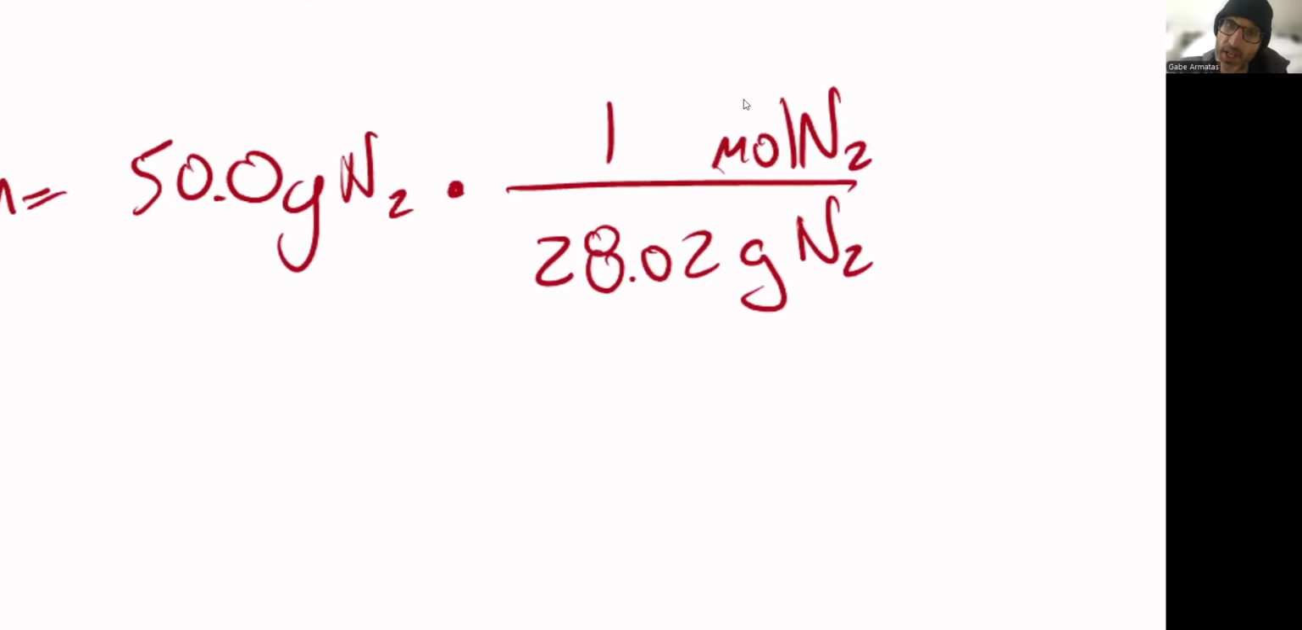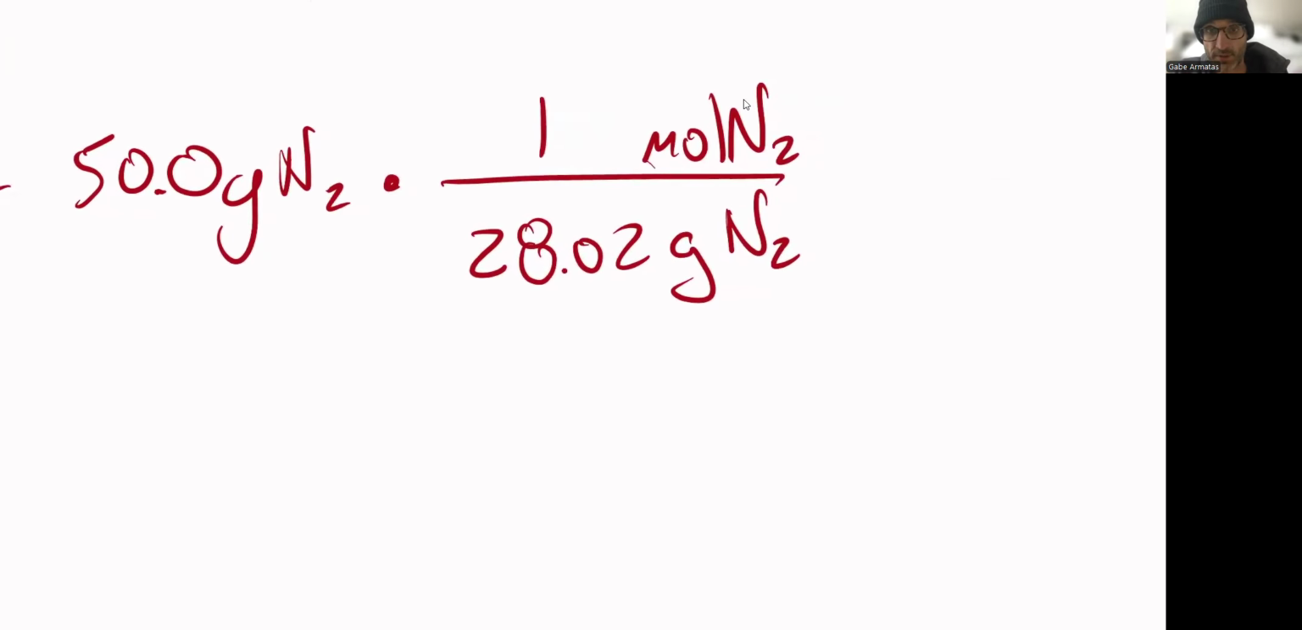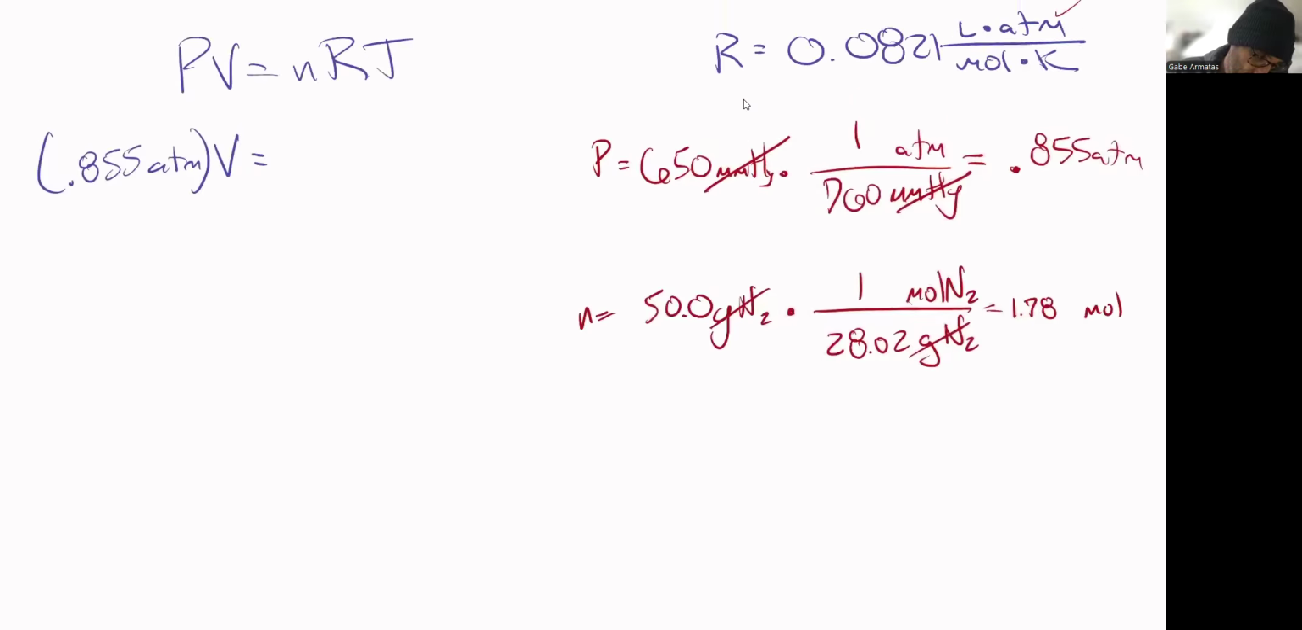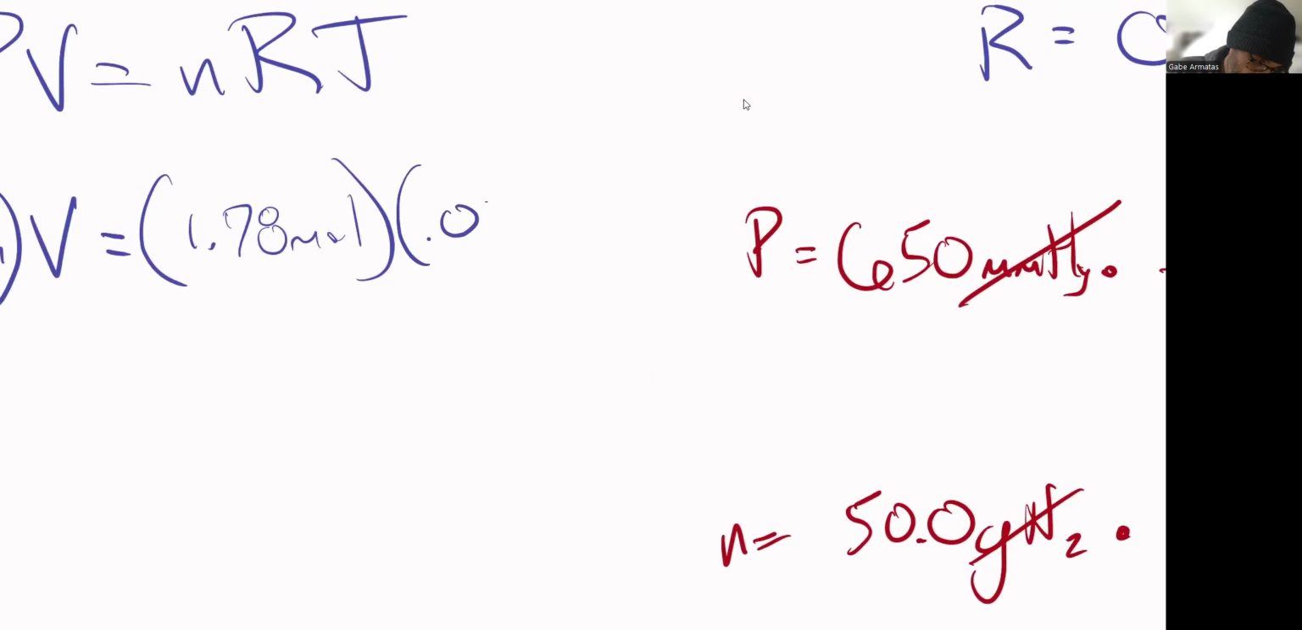Where did I get that number? This is all from the periodic table. 1 mole of nitrogen weighs, one nitrogen weighs 14.01, but N2 has 2 nitrogens. Grams of nitrogen cancels, and I have moles of nitrogen to remain. So 50 divided by 28.02 gives me 1.78 moles of nitrogen, 1.78 moles of gas. R, we're going to plug that in, 0.0821 liter atmospheres per mole Kelvin.